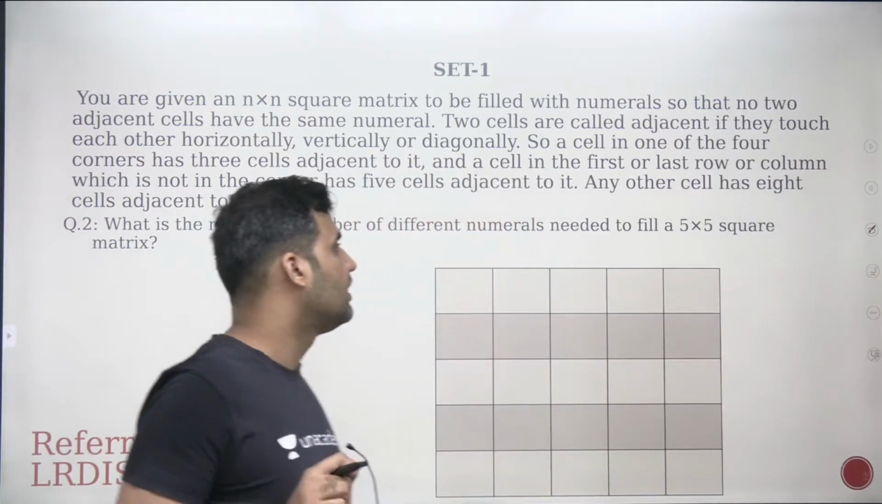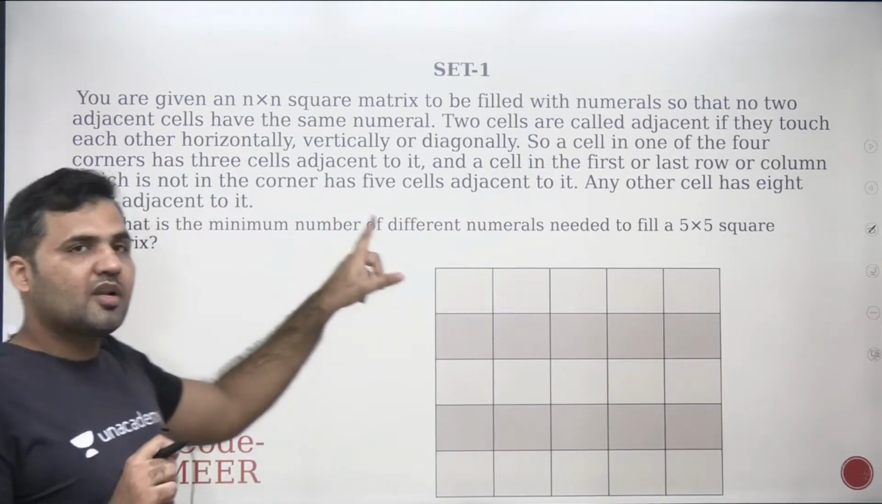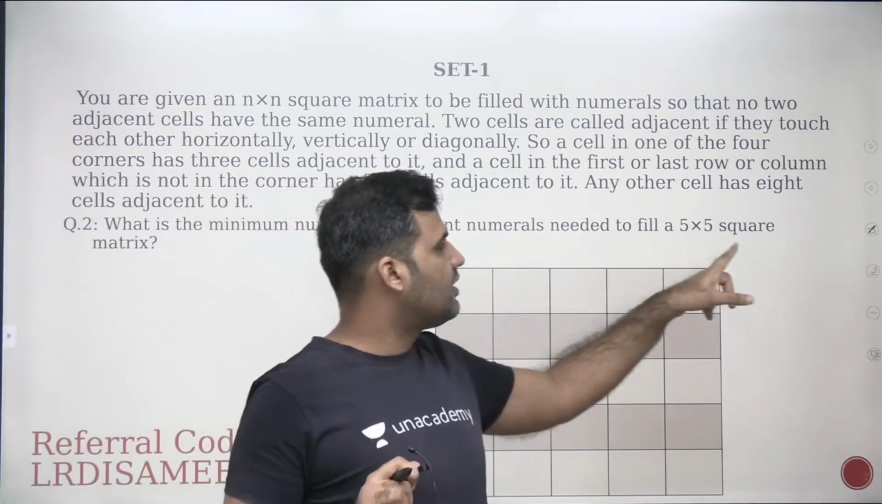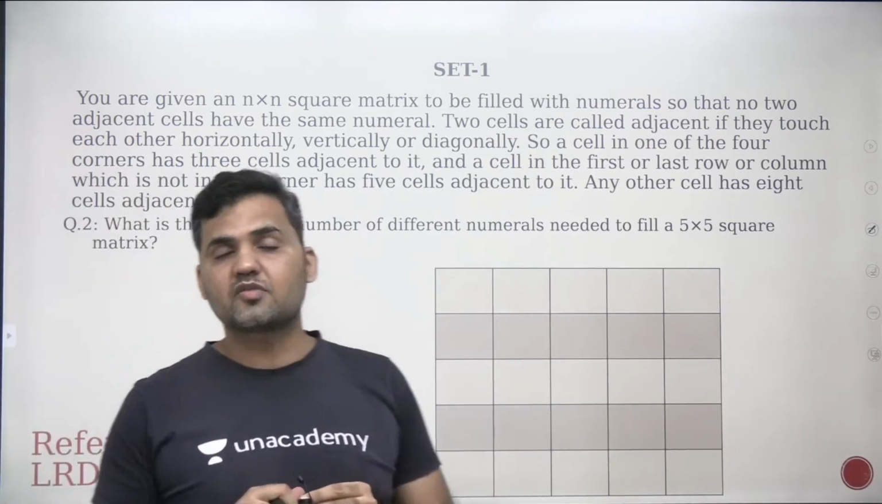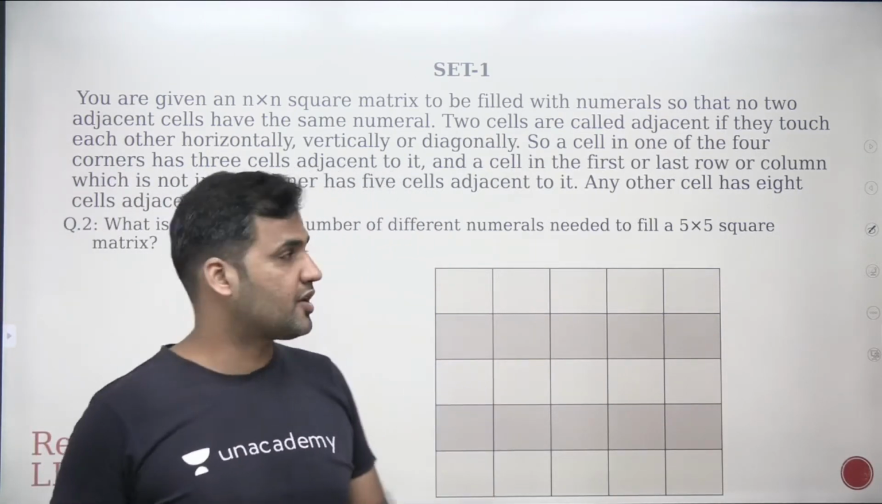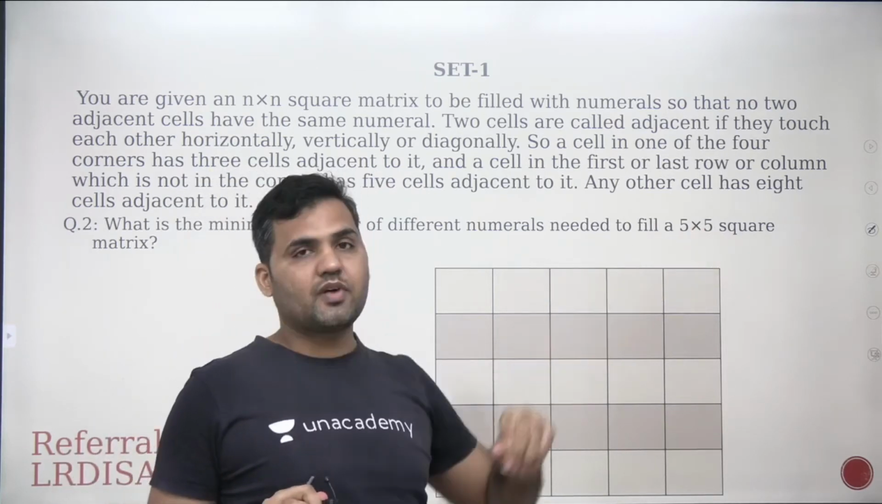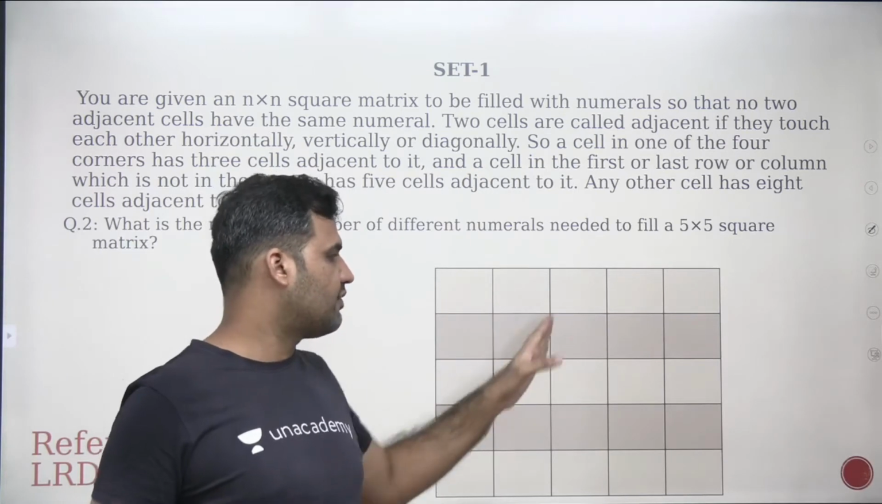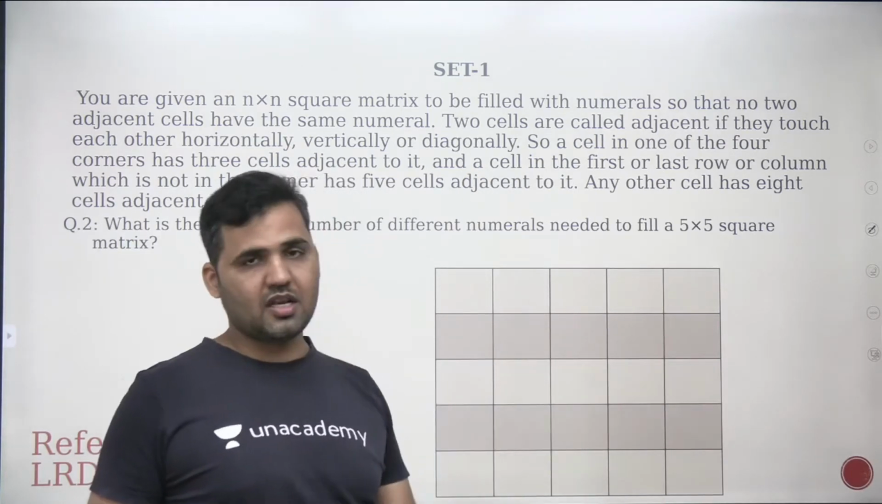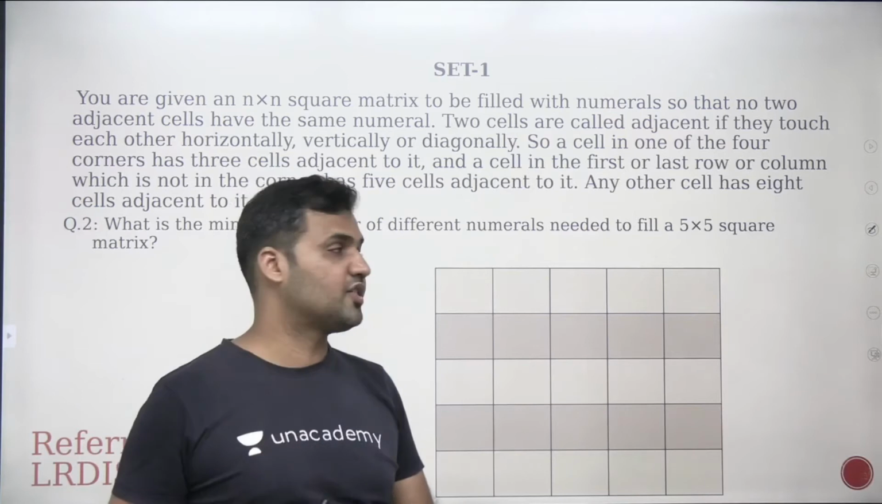The question is asking what is the minimum number of different numerals needed to fill a 5 into 5 square matrix? In the previous question we did how many numerals will be required to fill a 3 into 3 square matrix, but here we have 5 into 5 square matrix. That means we have 5 rows and we have 5 columns. So total number of cells are 5 into 5, that is 25.